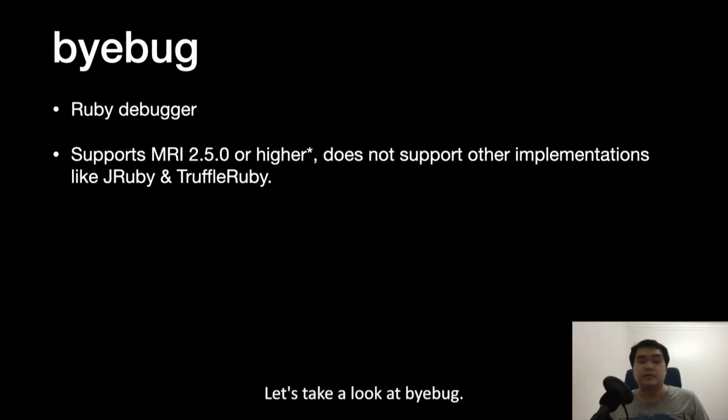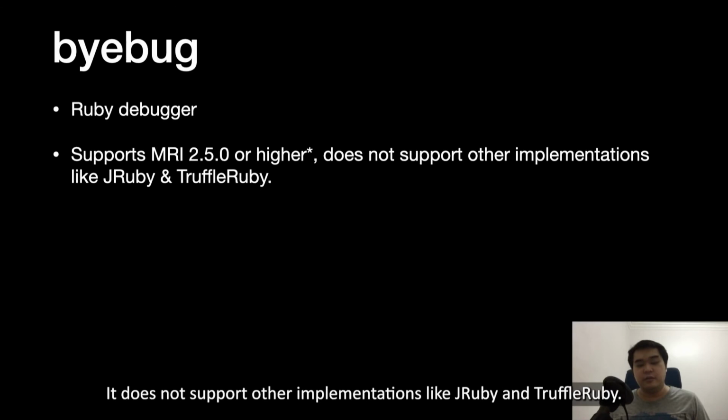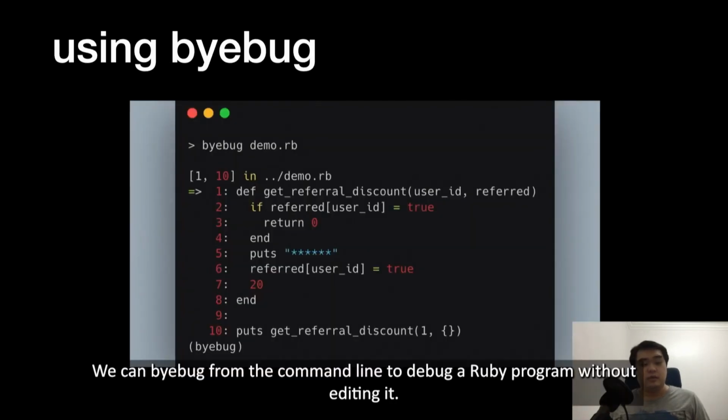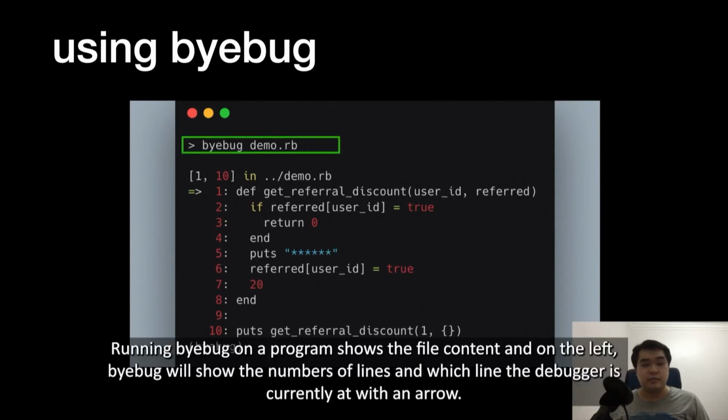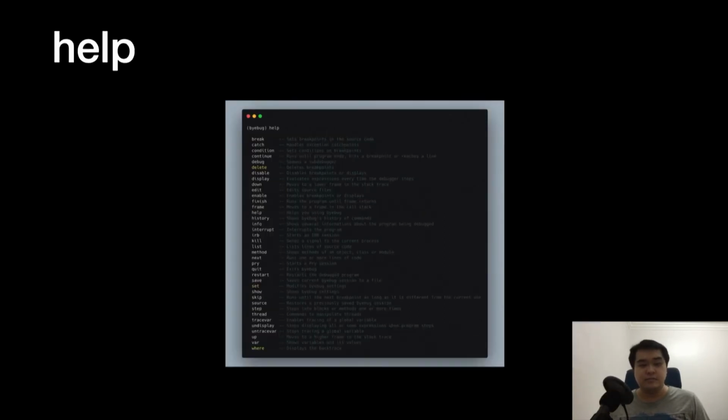Let's take a look at byebug. It's a Ruby debugger gem and supports MRI 2.5 and above. It does not support other implementations like JRuby and TruffleRuby. We can run byebug from the command line to debug a Ruby program without editing it. Running byebug on the program shows the file content, and on the left, byebug will show the number of lines and which line the debugger is currently at with an arrow. At the bottom, there will be a prompt where we can key in commands.